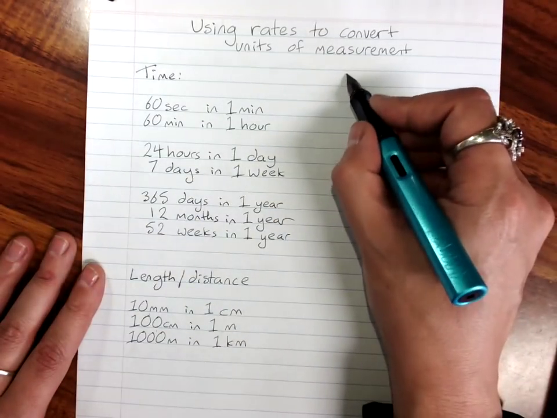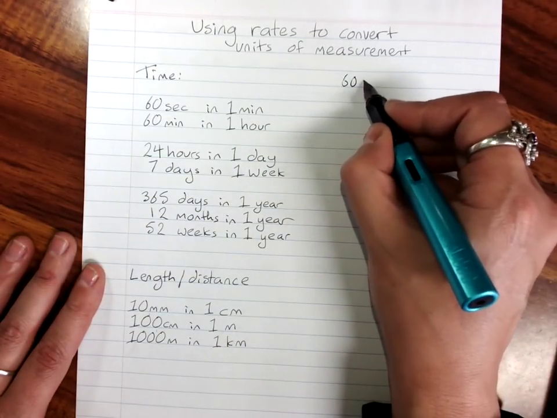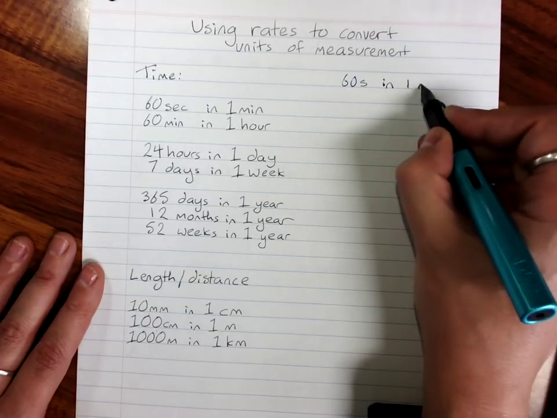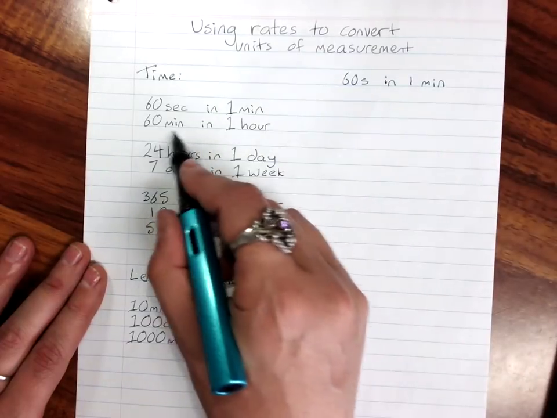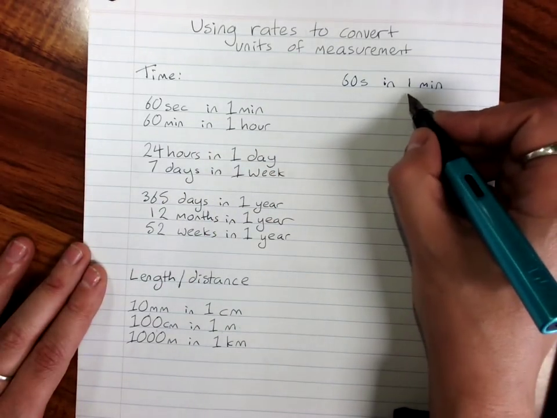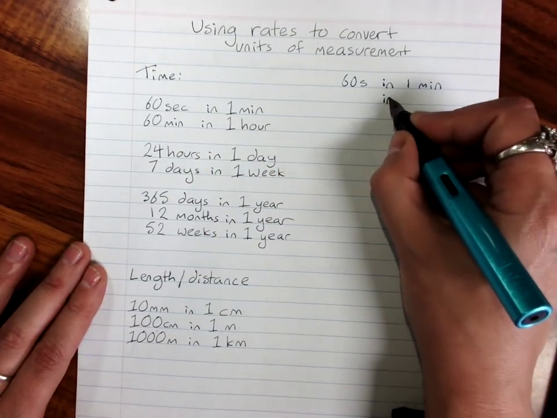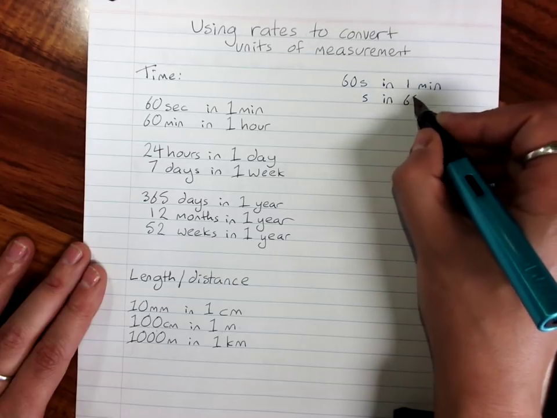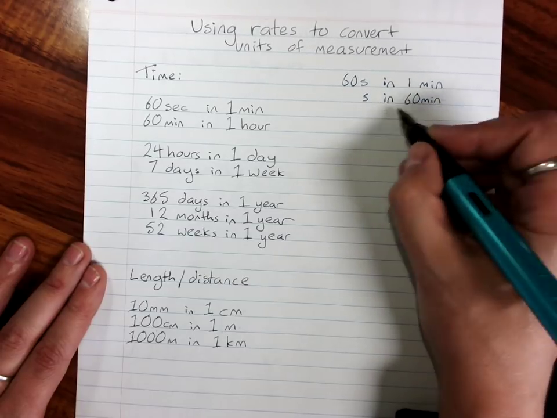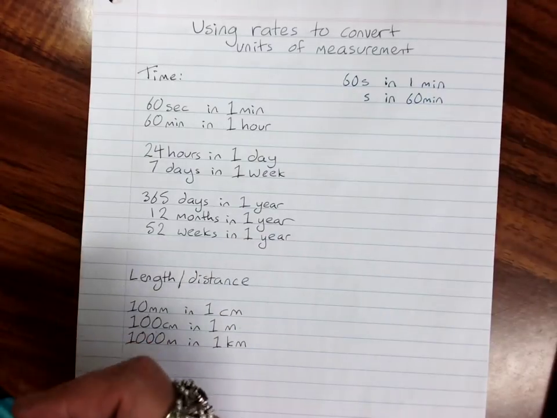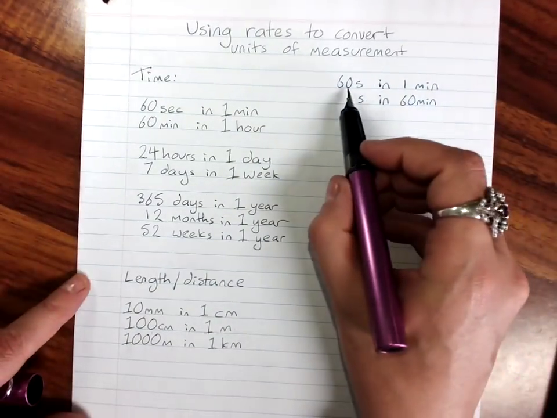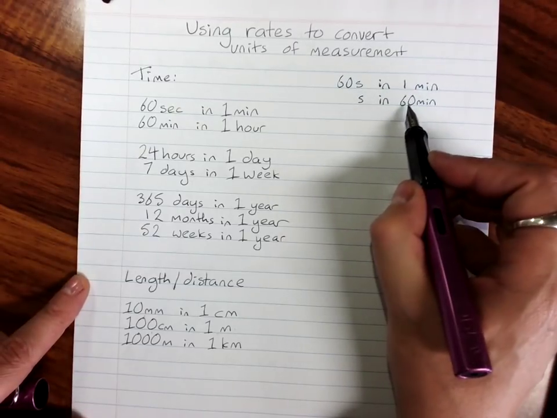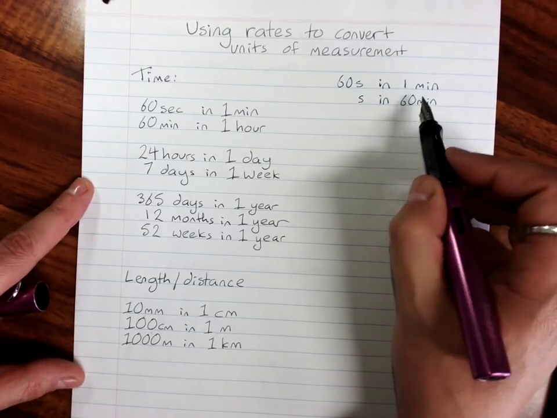Okay? 60 seconds in 1 minute. Now, how many minutes is an hour? 60 minutes. So, I want to know how many seconds in 60 minutes, which is an hour. Now, we've been doing this sort of rate conversion for a while. You write your simplified rate, and then you write what it is that you want underneath the right spot.